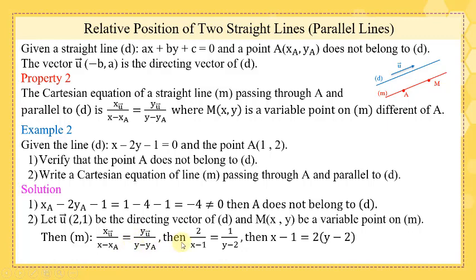We substitute each by its value, then we get 2 over x minus 1 is equal to 1 over y minus 2. And we continue to get x minus 1 is equal to 2 times (y minus 2). This means that x minus 1 is equal to 2y minus 4. Then the equation of line M is x minus 2y plus 3 is equal to 0.